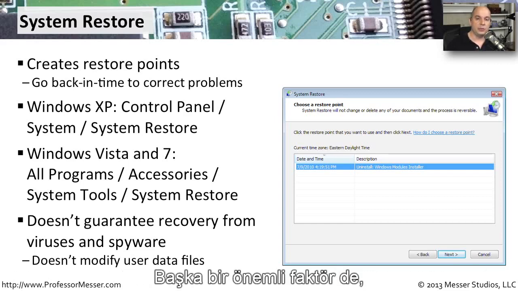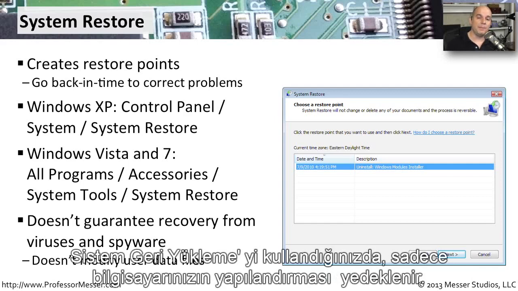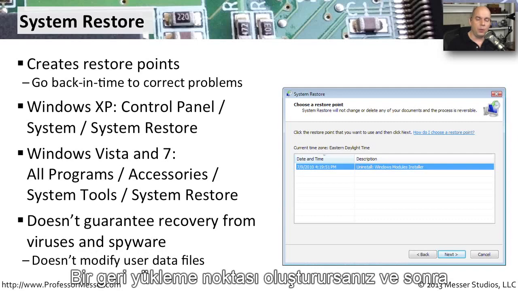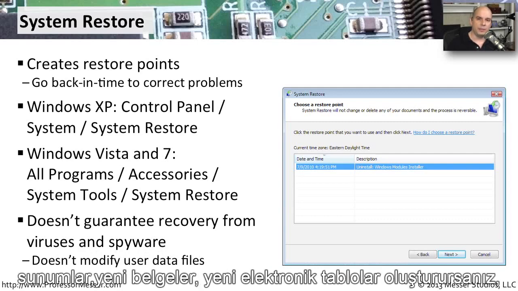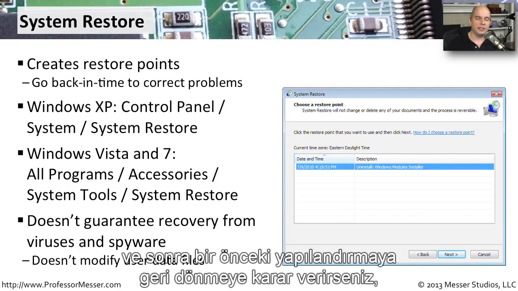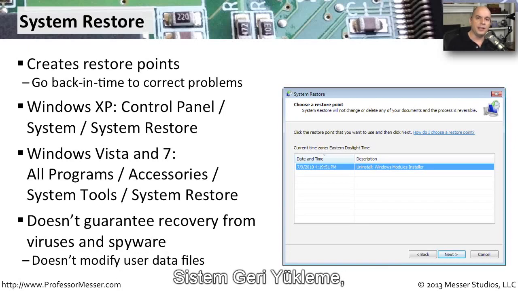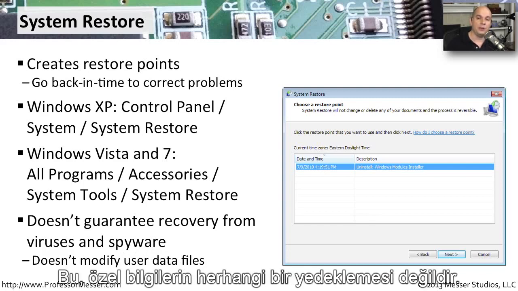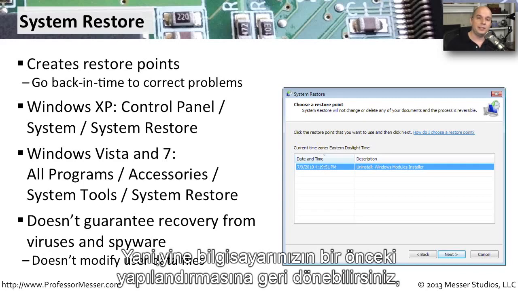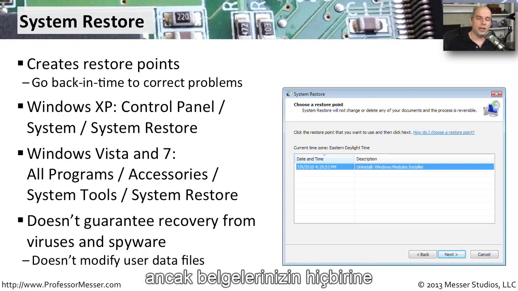Another important consideration when using System Restore is that it only backs up the configuration of your computer. If you create a restore point and then you create new documents, new spreadsheets, you're working on presentations, and then you decide to revert back to a previous configuration, System Restore will not touch your documents. It's not backing up any of your private information. So you can still revert back to a previous configuration of your computer, but all of your documents will remain untouched.